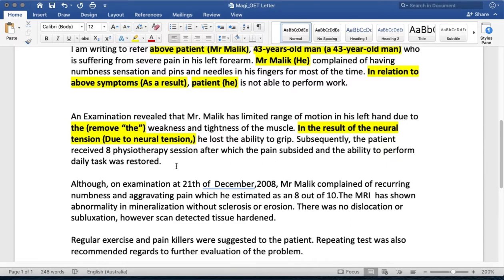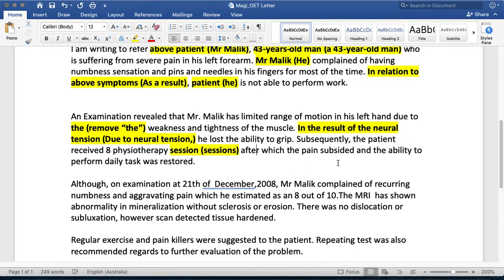Subsequently, the patient received 8 physiotherapy sessions. All right, whenever you write any plural noun or numbers, it is always better to write the plural noun here. So it's not 8 physiotherapy session, but it is 8 physiotherapy sessions. So session needs to be replaced with sessions because of the plural number. All right, let's go to the next one.